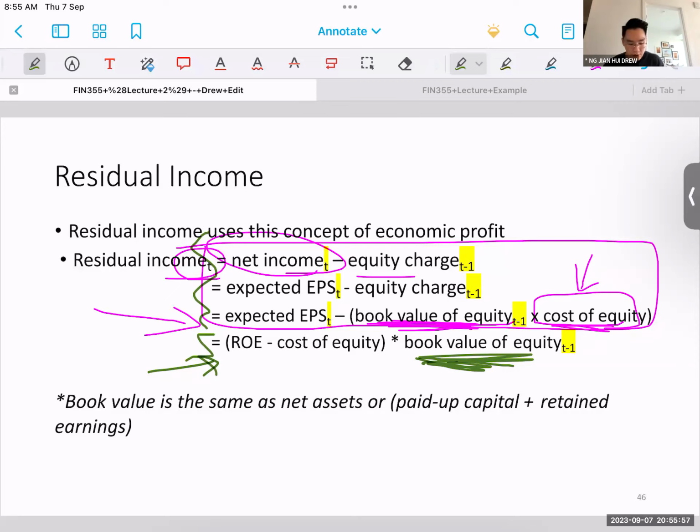So just to highlight here, book value is the same as net assets, or equals paid up capital plus retained earnings. Remember to add your paid up capital. So it's not only retained earnings.